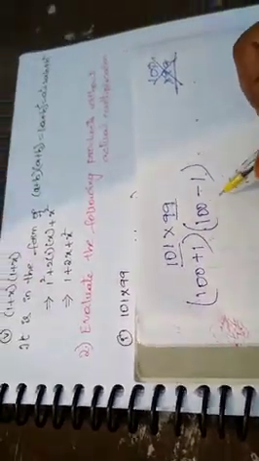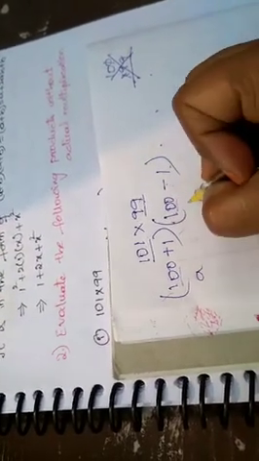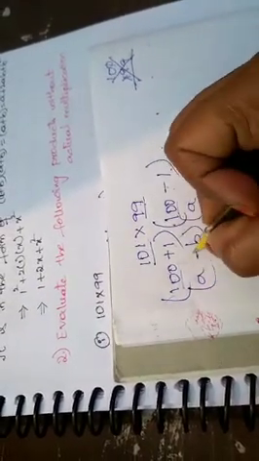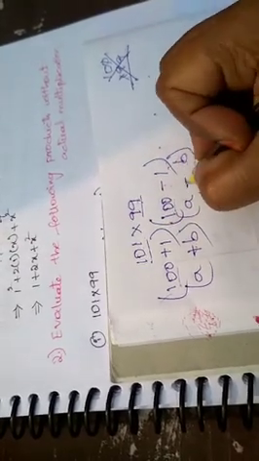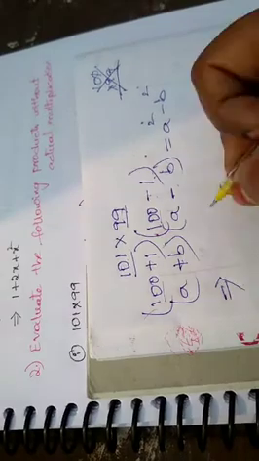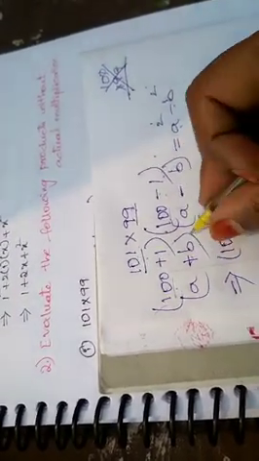Now if you observe carefully, here both 100s are equal, so I'll write A, and here we have 1 and 1, so I'll write B. Here we have plus and here we have minus, so it is in the formula of A plus B into A minus B, which gives you A square minus B square. Now apply this formula to this question. In place of A we have 100, so 100 square minus, in place of B we have 1, so 1 square.